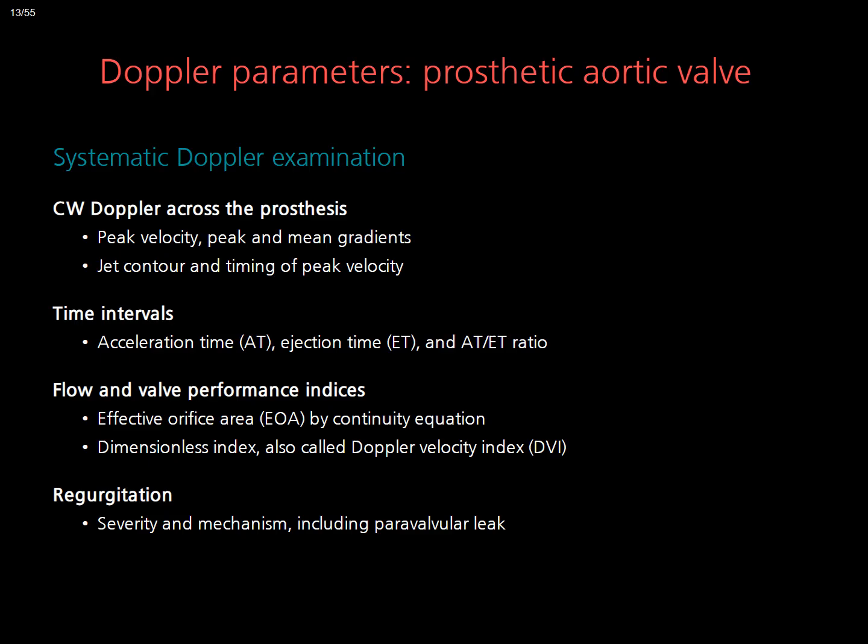Next, use the continuity equation to estimate effective orifice area when LVOT measurements are reliable. If LVOT measurement is uncertain, the dimensionless index or Doppler velocity index is often more robust. Finally, always assess aortic regurgitation and actively search for paravalvular leak. A complete Doppler dataset helps you distinguish high flow and patient prosthesis mismatch from true prosthetic obstruction.